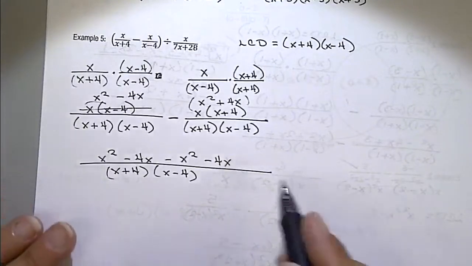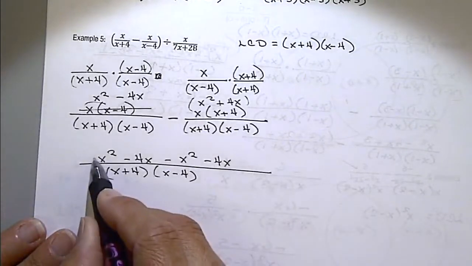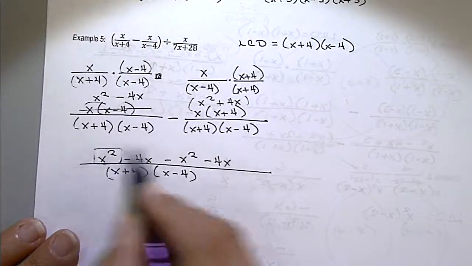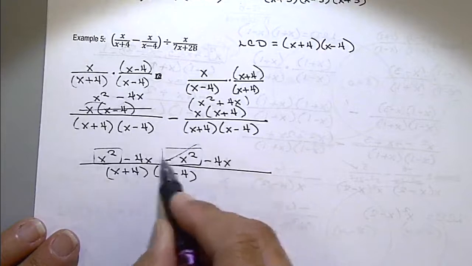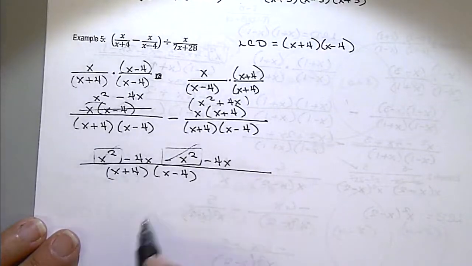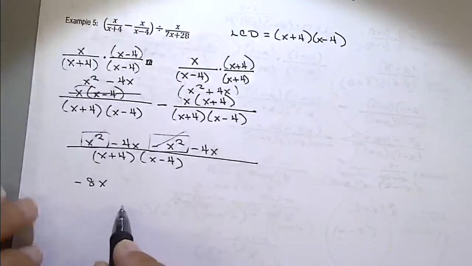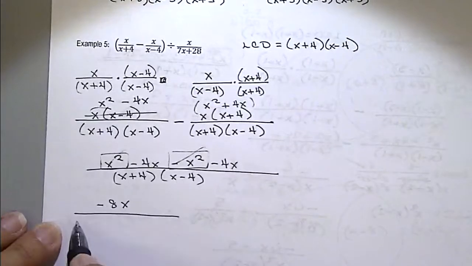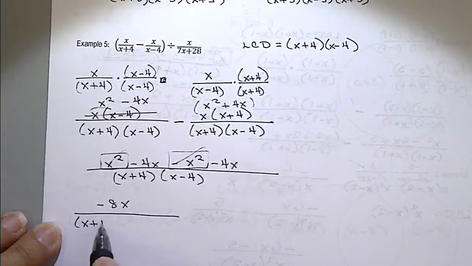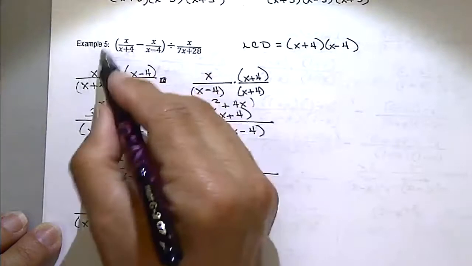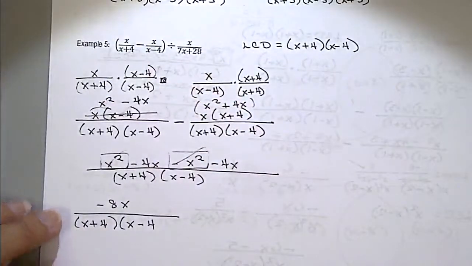Okay, so here's what we can do. This one and this one will cancel each other out. So what do you have in the numerator? Well, you have a negative 8x over the common denominator that we have of x plus 4 times x minus 4. Now, we have only done this part of our problem, the first part.